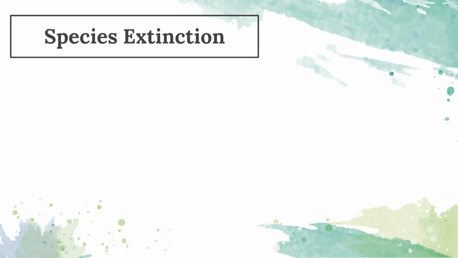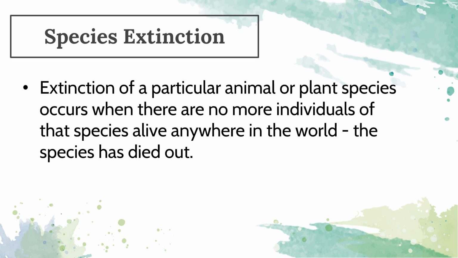How are we going to define this term? The extinction of a particular animal or plant species occurs when there are no more individuals of that species alive anywhere in the world, meaning to say the species has died out. Extinction in biology is the dying out or the extermination of species. Extinction occurs when species are diminished because of environmental forces. For example, habitat fragmentation or destruction, global change, natural disaster, overexploitation of species for human use.